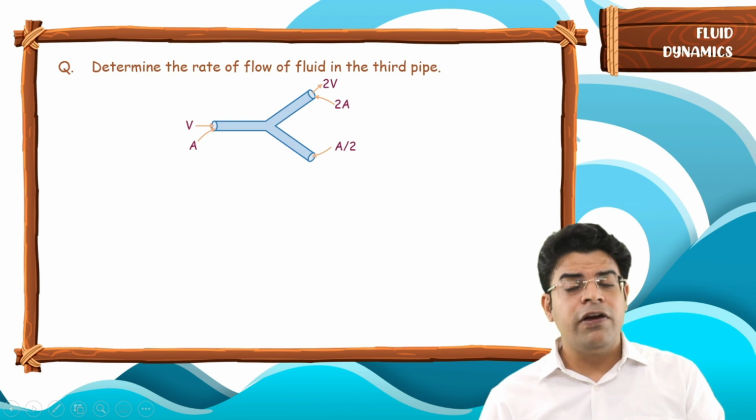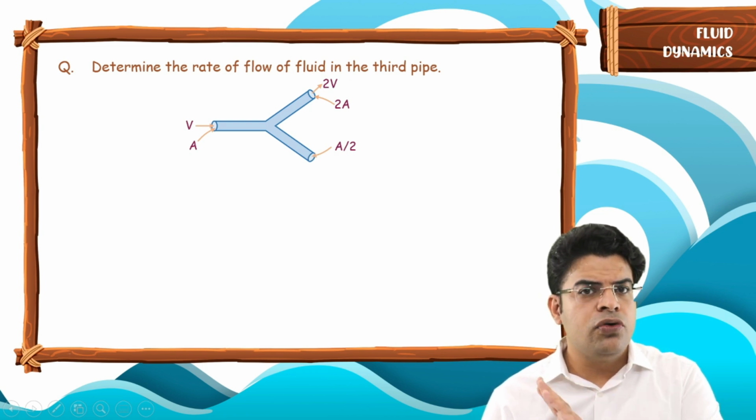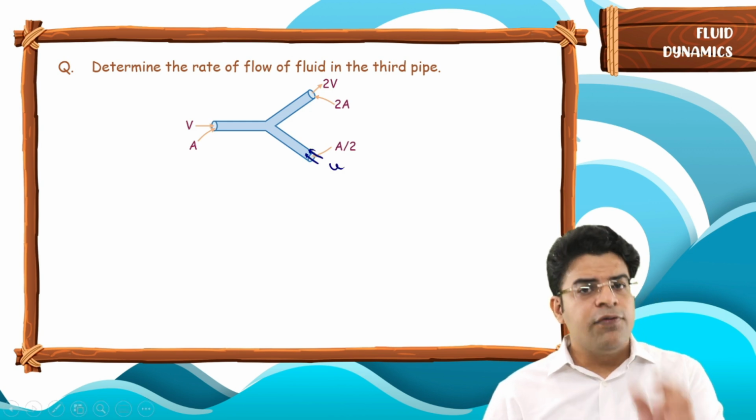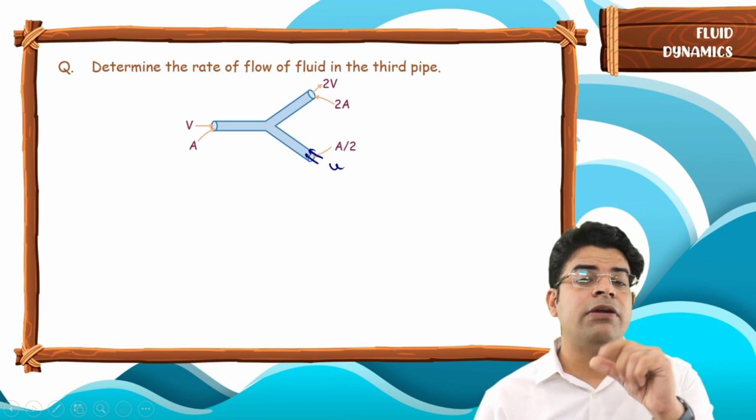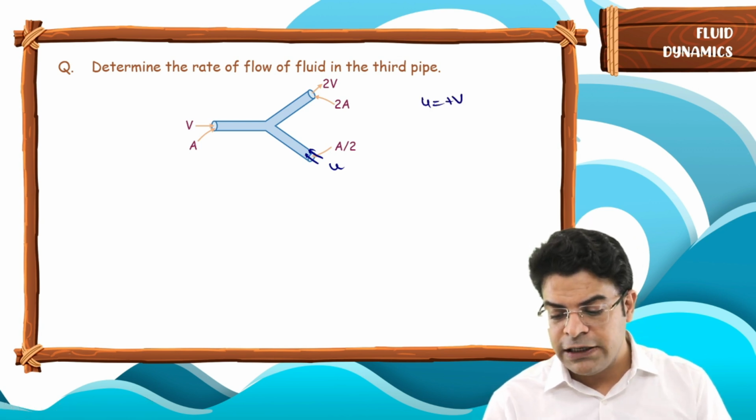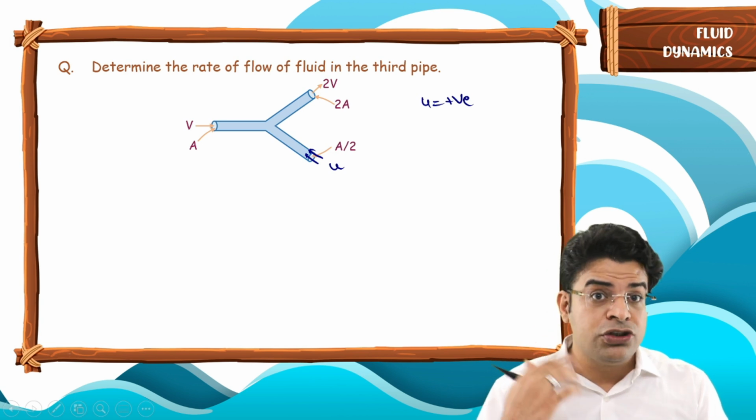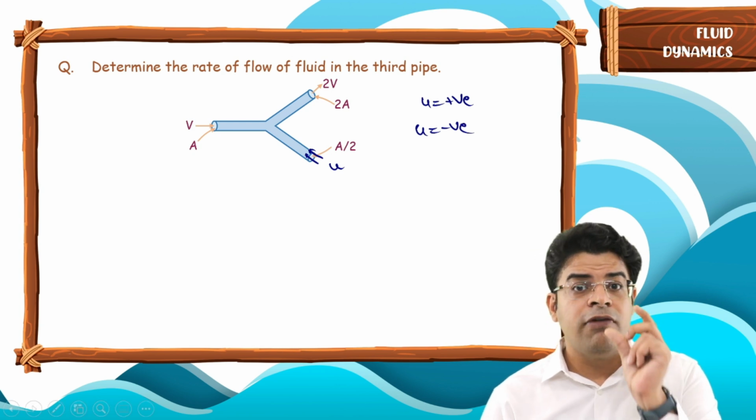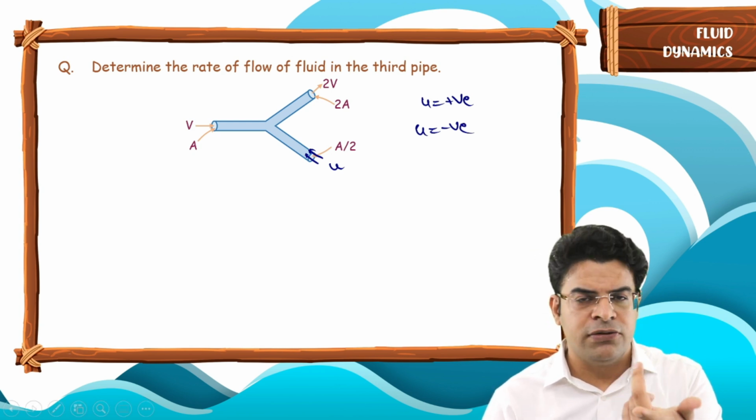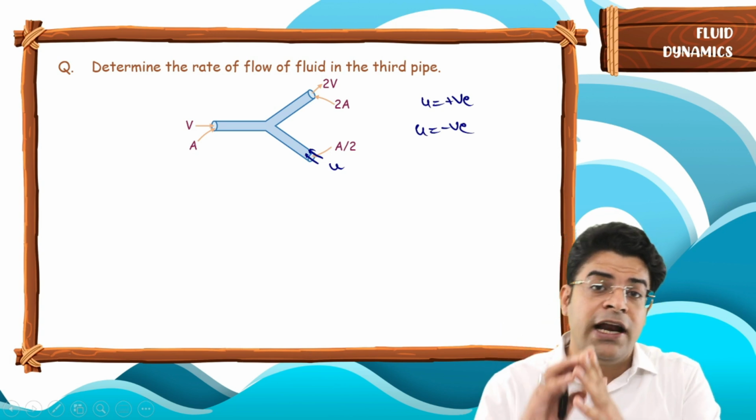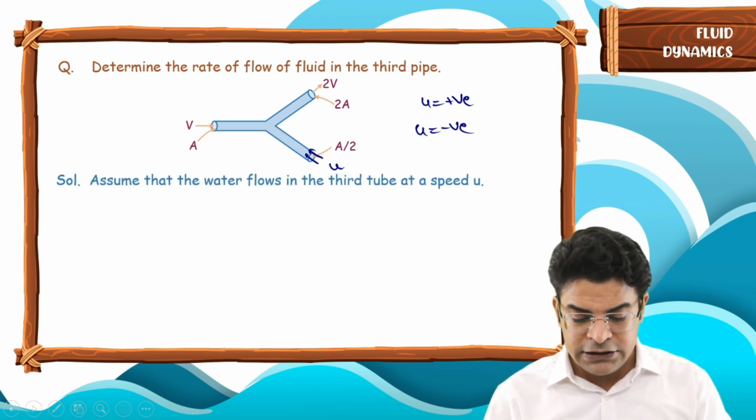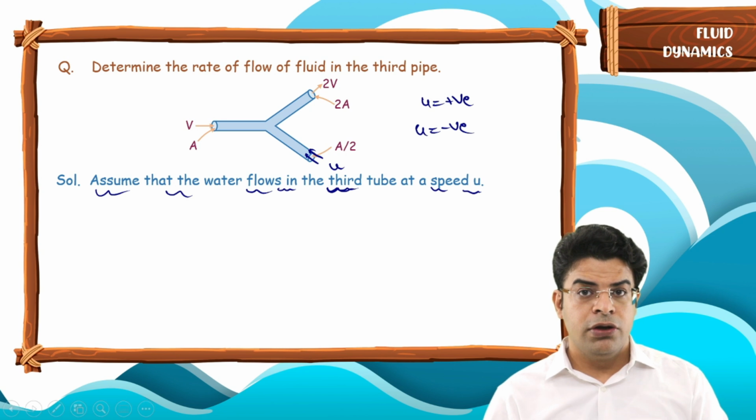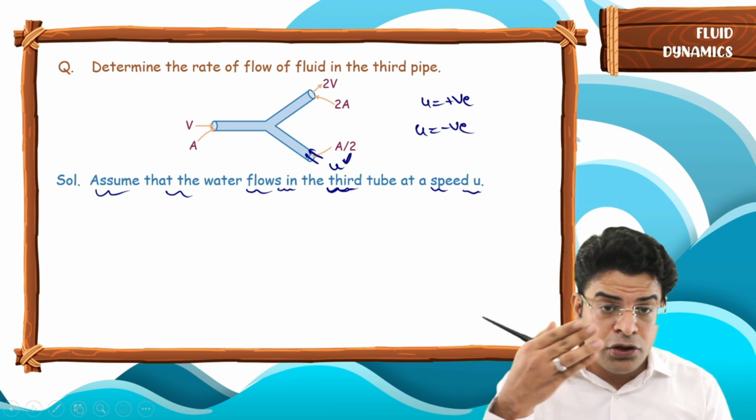Now sir, how will I know whether the fluid is entering or exiting? Do not think so much. Just assume that the fluid is entering, let's say with a speed u. If you have made a wrong assumption, your answer will be negative. If u comes out positive, it means what you assumed while solving is correct. If u comes out negative, it means your assumption is incorrect, so you should flip the direction. Do not waste time thinking whether the fluid is actually entering or exiting the third pipe. So assume that water flows in the third pipe at a speed u.